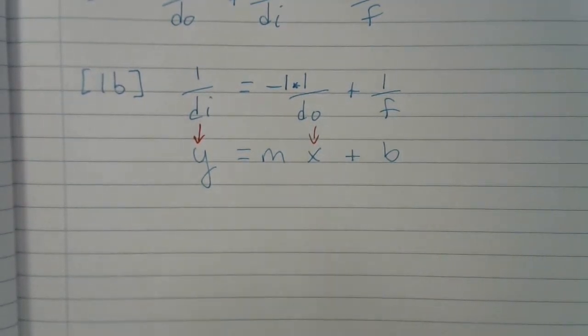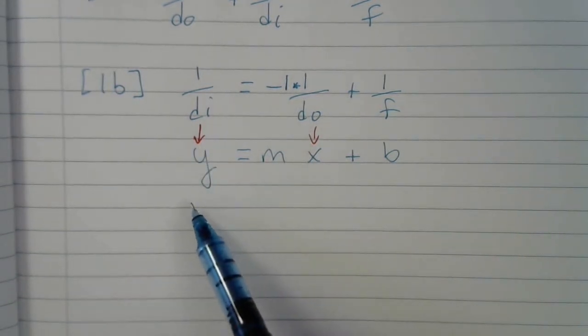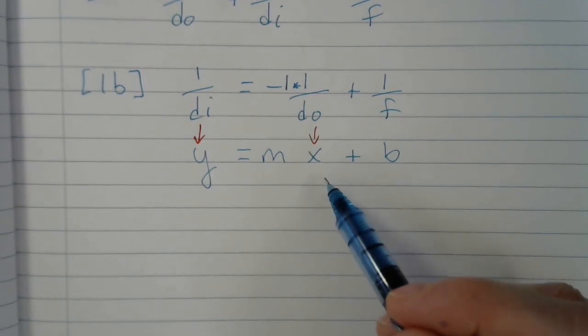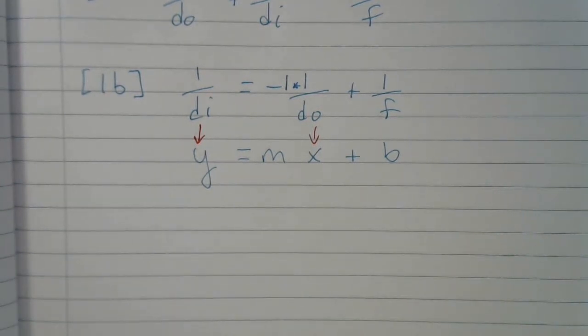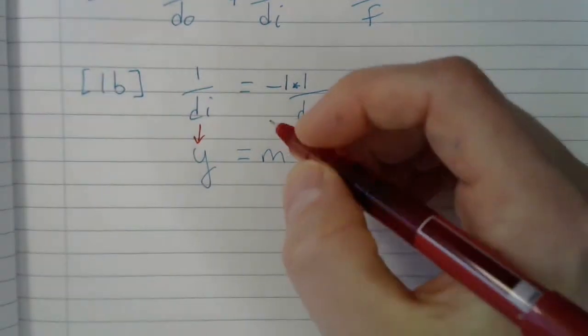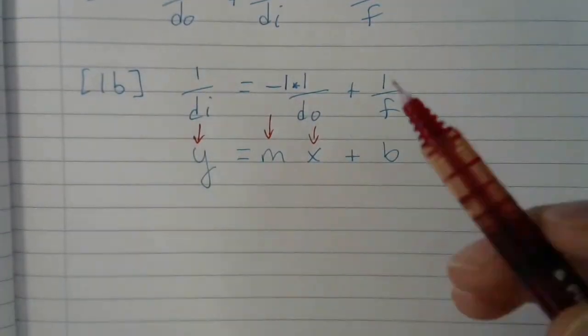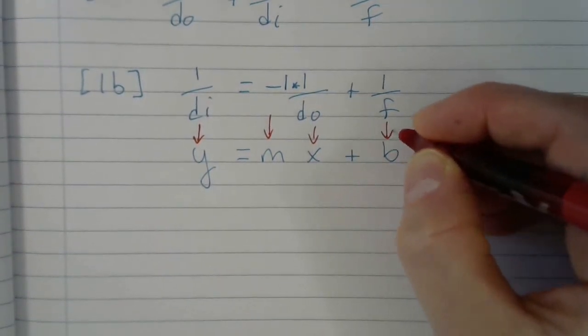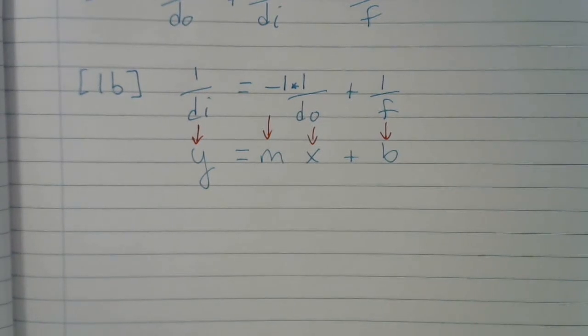And now we can see that according to our graphing theory, our first prediction is that if we graph 1 over di on our y-axis and 1 over dO on our x-axis, then we'll get a straight line graph. Then our predicted slope value is equal to just -1. And then finally, our predicted y-intercept value is equal to 1 over f, or 1 over the focal length.